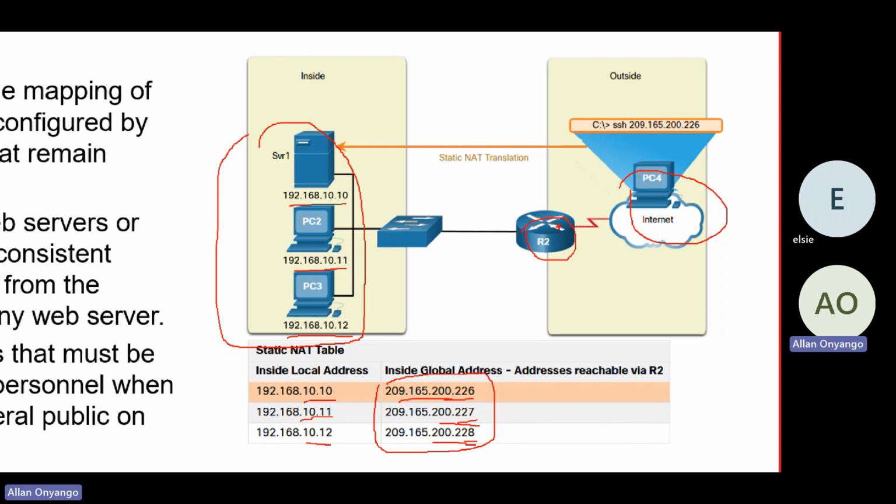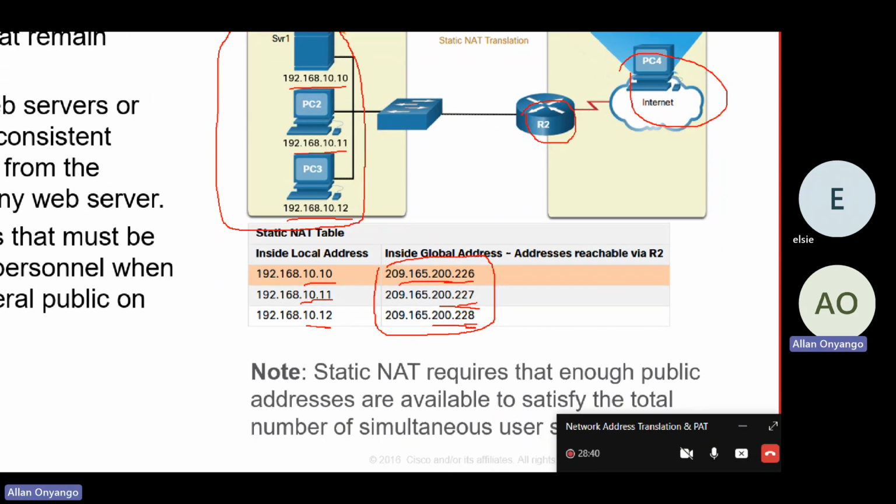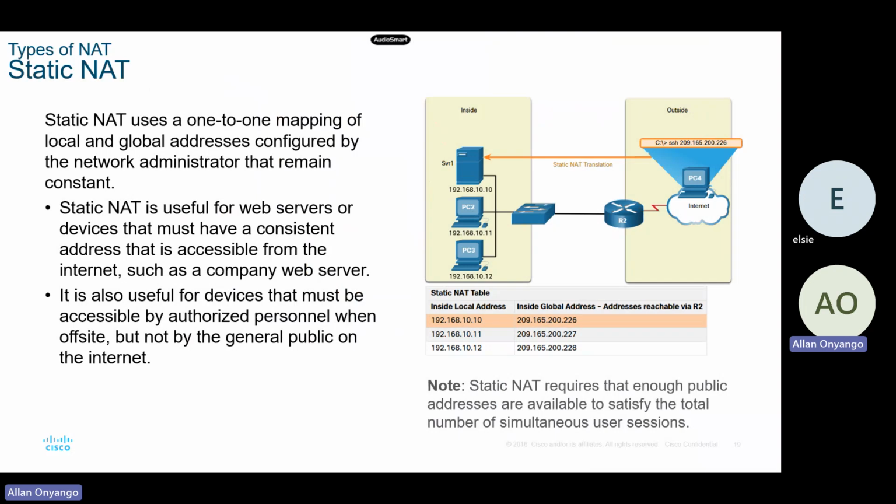All right. Now you realize if you had 500 PCs, you would need 500 public IPs. And you know the challenge we are having? We are having a challenge of every PC having its own public IP. We are having that serious challenge. And that's why this method is not very viable. Why is it not viable?